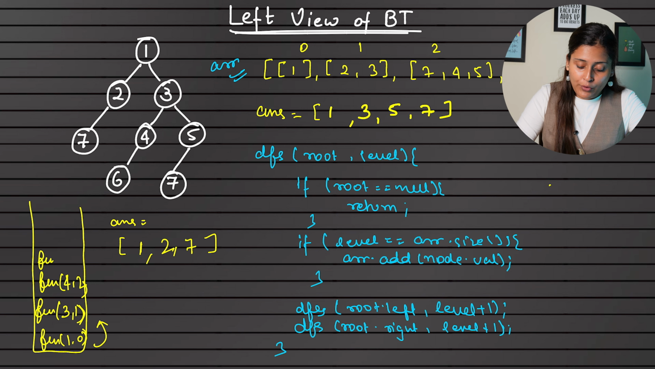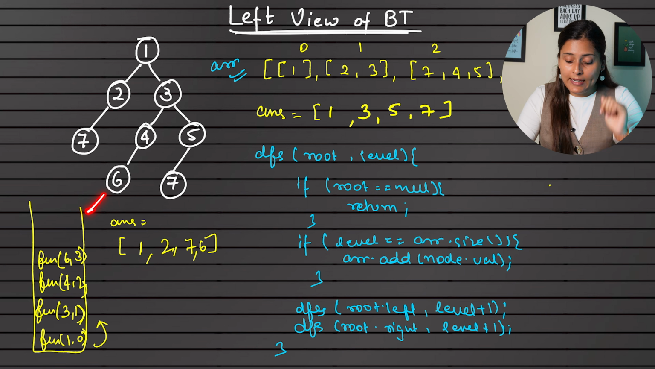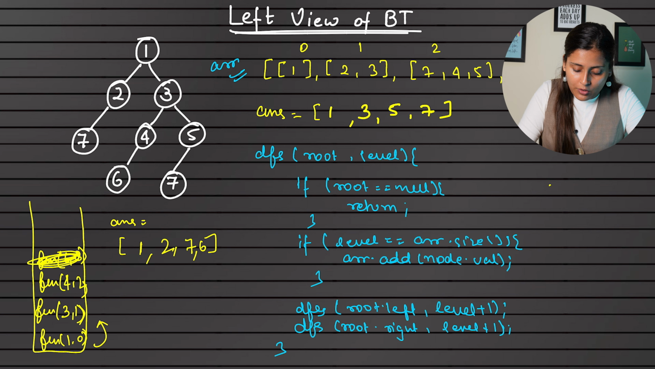Now we will go for 4's left, which is 6, and now level 3. Now we will see level is 3, size is 3, means this is new. New means we will insert 6 in our array. So we will insert 6 in our array. Now 6 left child and right child does not exist, so we will remove from the stack call, correct? After removal of this, again we will go back. For 4 also right child is not there, so we will go back. So 4th call will also get removed.